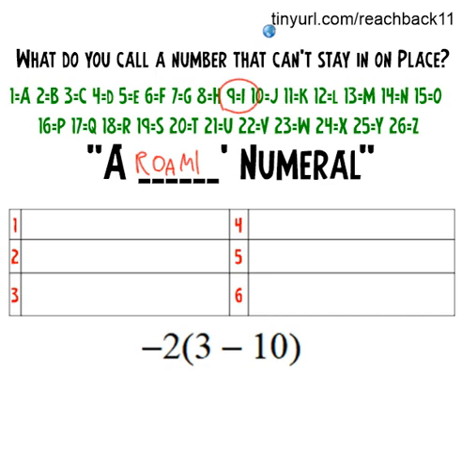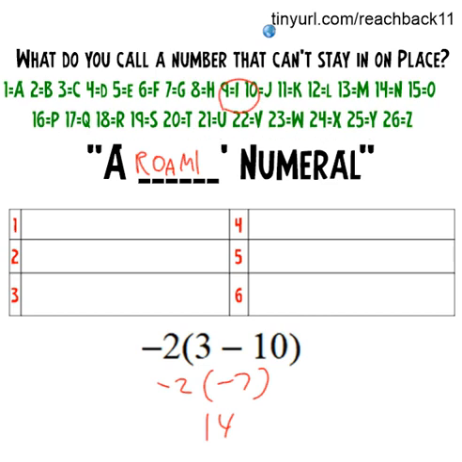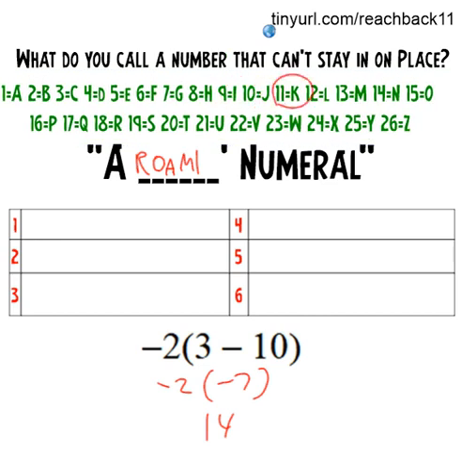And finally, our last question, probably the easiest one on the whole thing, is just an integer question. Negative 2 multiplied by negative 7, because 3 take away 10 is negative 7, which is a positive 14. And 14 is N.